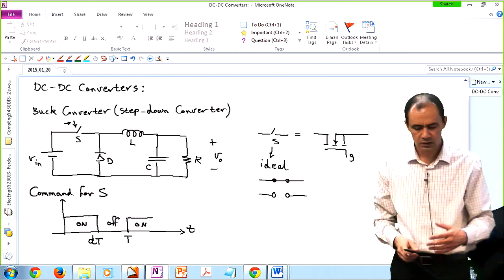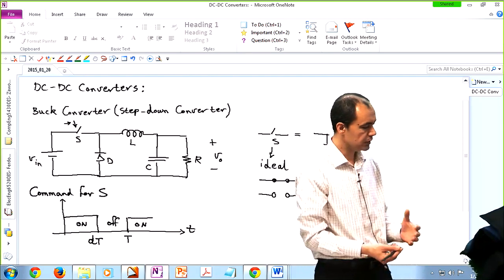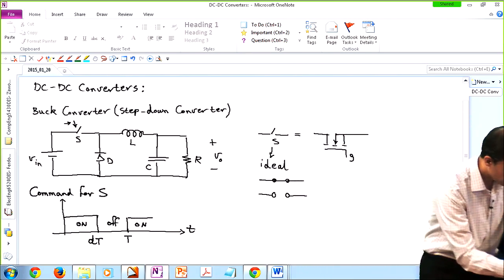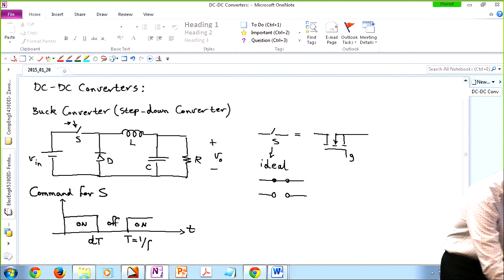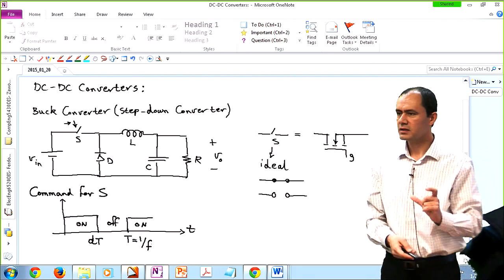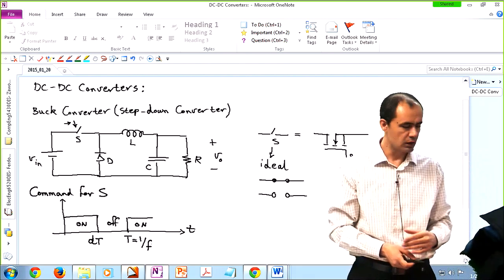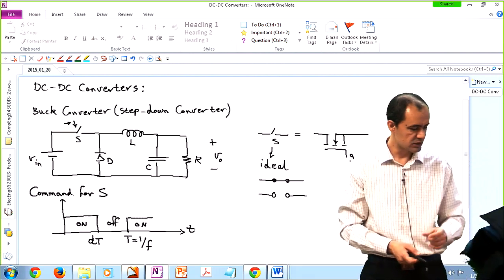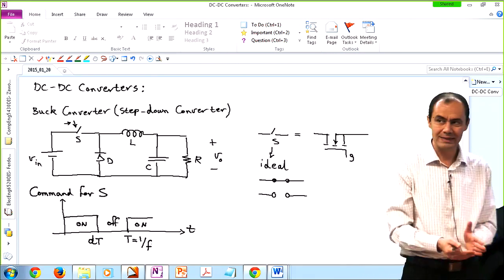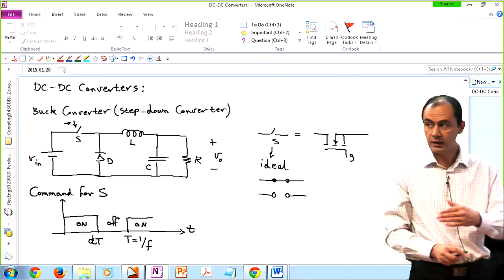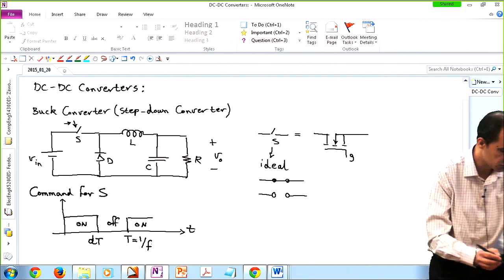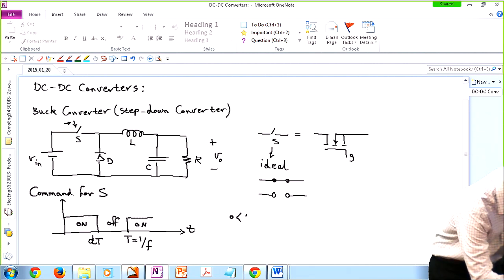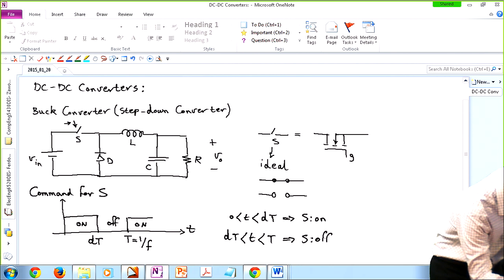Okay, so first of all, the command is a periodic signal with a period of capital T, which is 1 over F, the switching frequency. And then in this periodic signal, we have two states. We usually start with the on state, and then we hold on to that state for a period of time, which lasts for the duty cycle times period. And then for the remaining portion of the period, we just turn the switch off. So the switch is on if time is between... all right, so something like this.